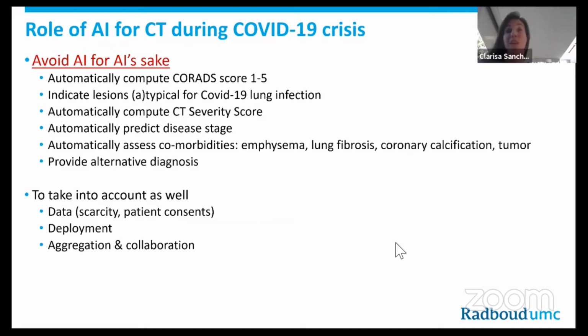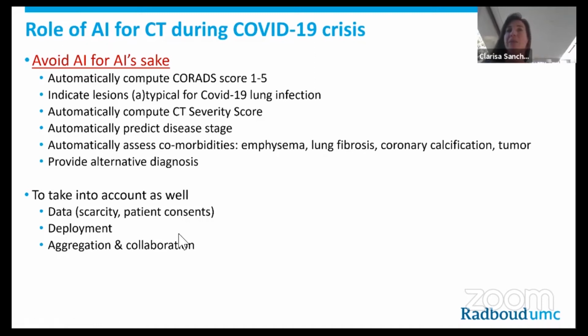Also, it's important to take into account patient consent. Although the rules have now been relaxed about privacy and patient consent, it is still important that we keep the privacy of the patients as a high priority, and that we provide everything needed for data security. Apart from that, we also have to take into account how we are going to deploy AI.